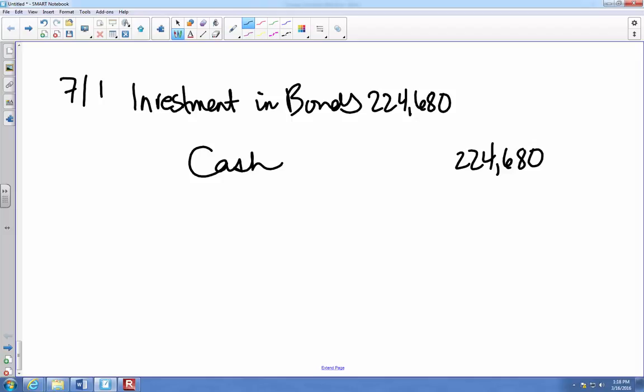Where does that account show up in my financial statements? How long are the bonds? 10 years. So where do you think that shows up in my financial statements? Maybe the long-term section. Yeah, that's exactly where it is. It's going to show up in the long-term investment section. If I bought some 90-day bonds, where would they show up? Current assets. Okay, good.